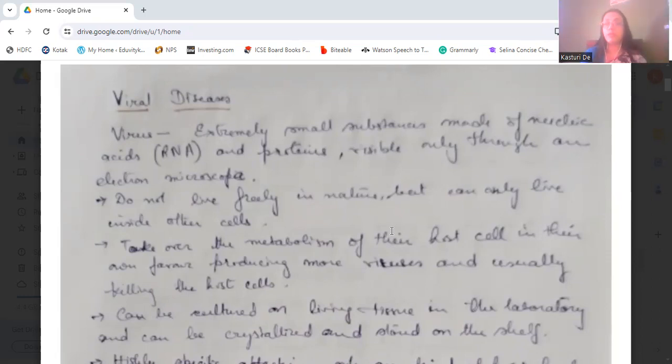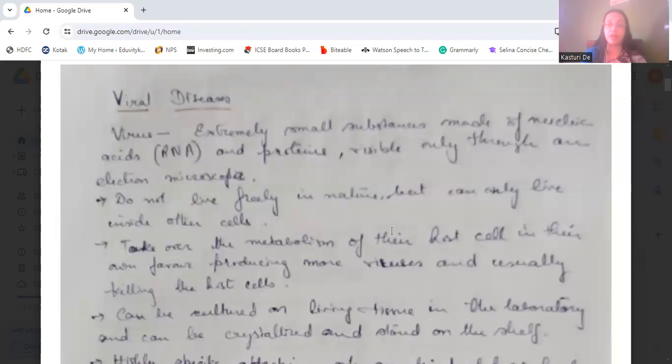They are visible only through an electron microscope, not even an ordinary microscope. They are not visible to the naked eye. They do not live freely in nature, but can only live inside other cells. They take over the metabolism of their host cells in their own favor, producing more viruses and usually killing the host cells.